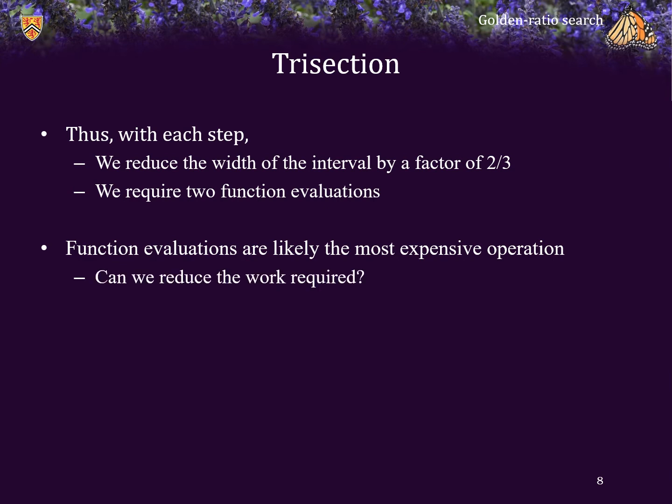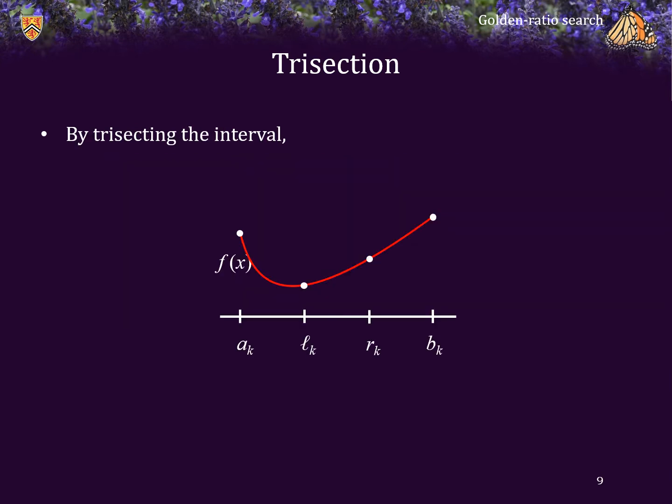So the question is, can we reduce the amount of work required? That is, can we reduce the number of function evaluations? The problem is that by trisecting the interval, suppose that we restrict the minimum to be on the left 2/3, so from a sub k to r sub k. Well, in this case, the other point we evaluate the function at, L sub k, the left interior point, happens to be dead center of the new interval going from a sub k to r sub k.